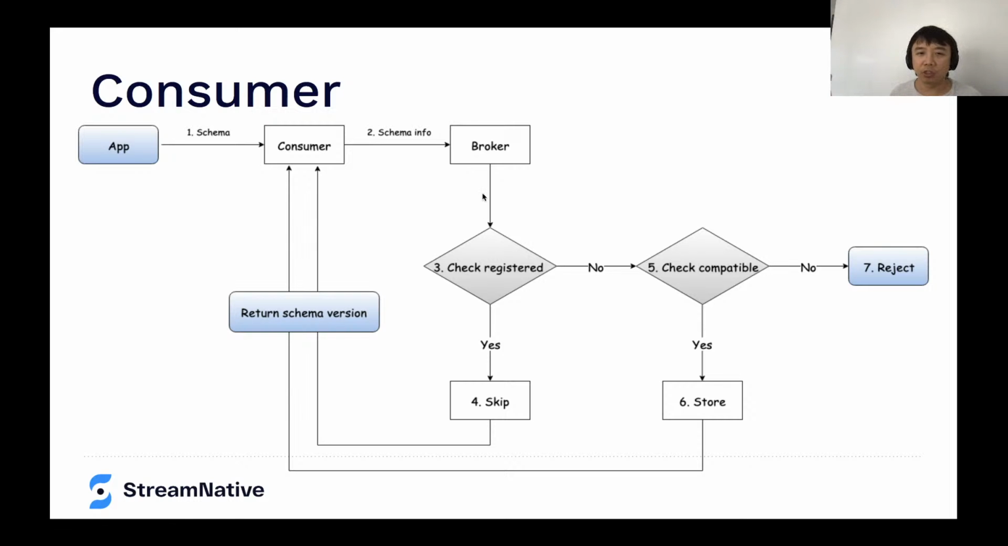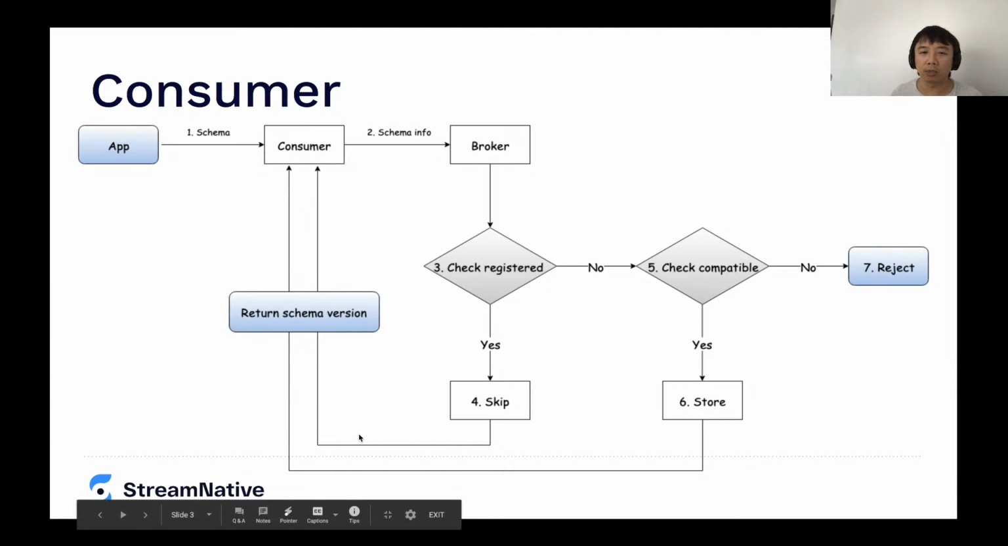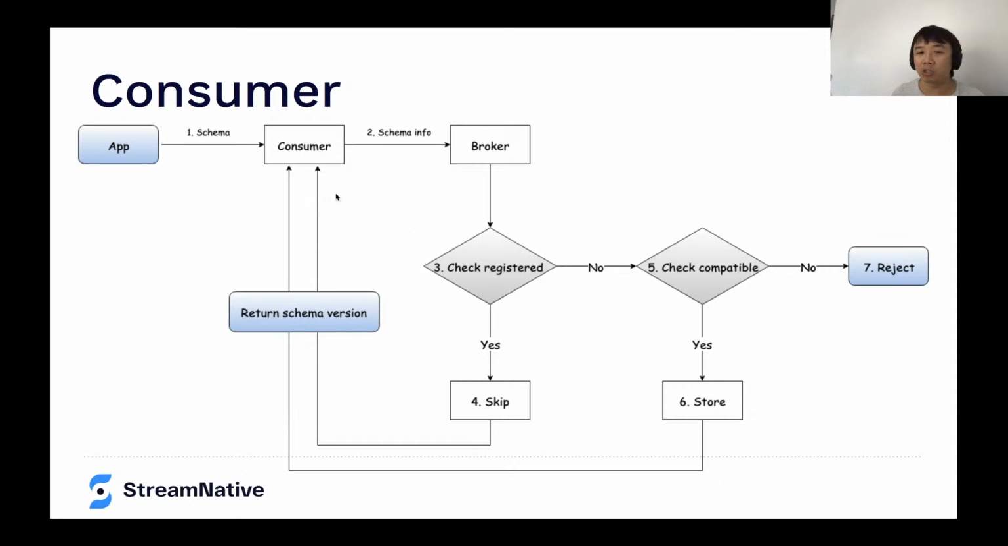Otherwise, the consumer would just go through the left side logic: it just checks if the schema exists and compares whether the schema is compatible or not. But it does not add any future schema, it does not add a new schema to the topic. So this is on the consumer side, and the workflow is very similar.